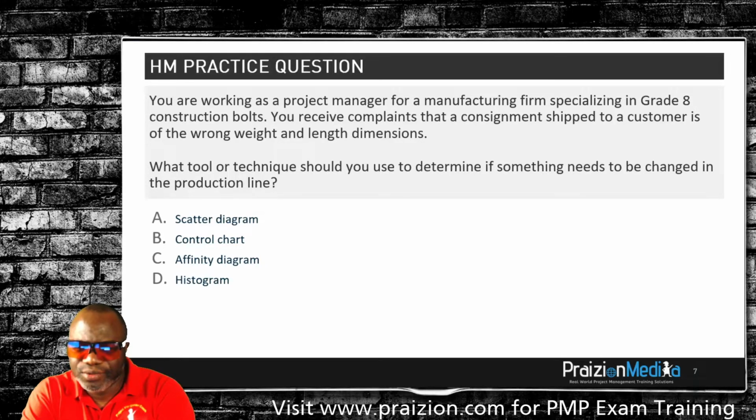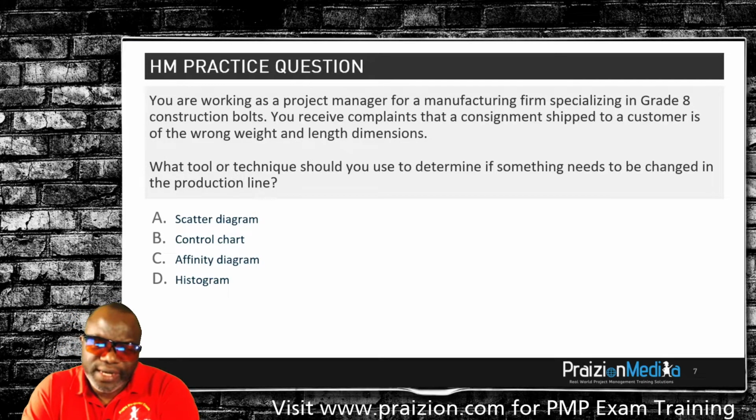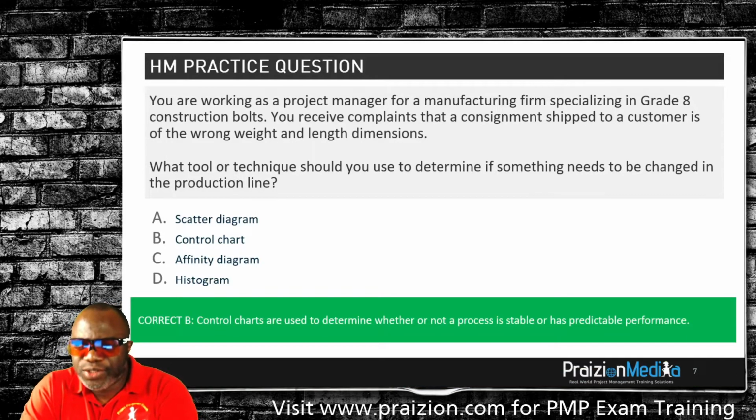The best thing to do to determine if something needs to be changed in a production line is the control chart. It's used to determine if a process is unstable or not, if it's in control or not. So that would be the best thing to choose. Remember, we have the upper control limit, the lower control limit, upper specification limit, lower specification limit, and things like that. Being aware of those terms and what they mean and how they're used could be helpful.